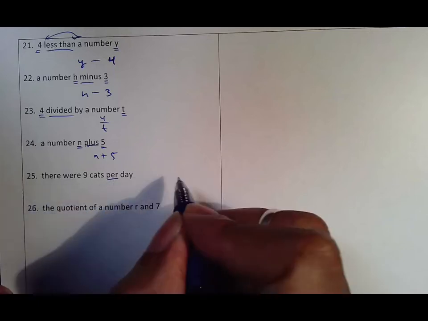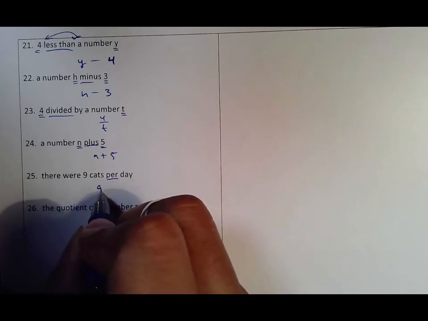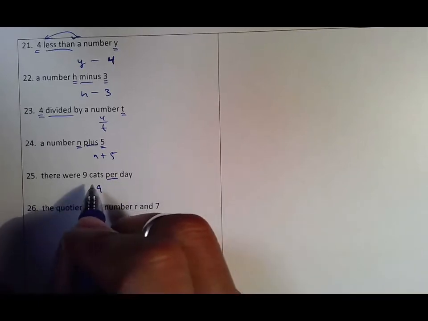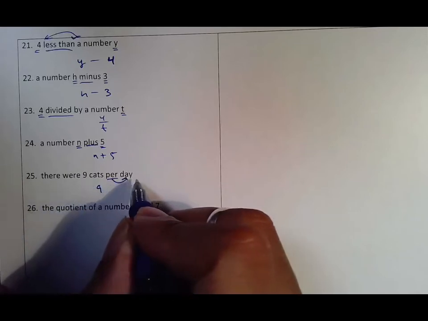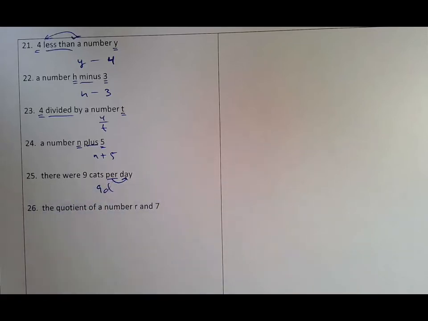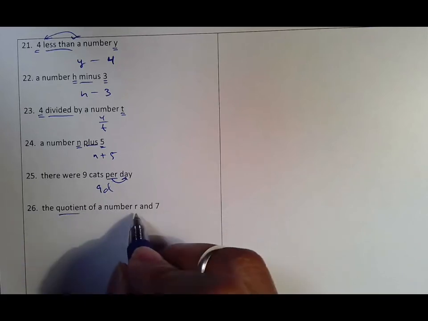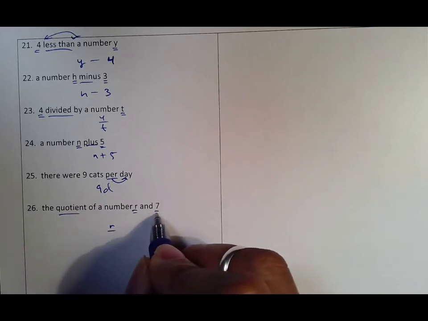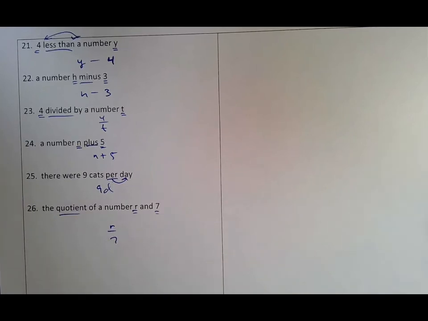Per means multiply. We know it's going to be 9 something. If you want to know what that is, it's not 9 cats, it's per day. Per day means D goes there. And then quotient means divide. R is first, 7 is second. If you put in the necessary work, you'll get through this thing no issue.